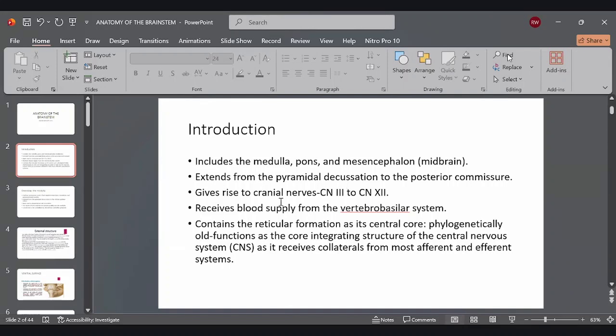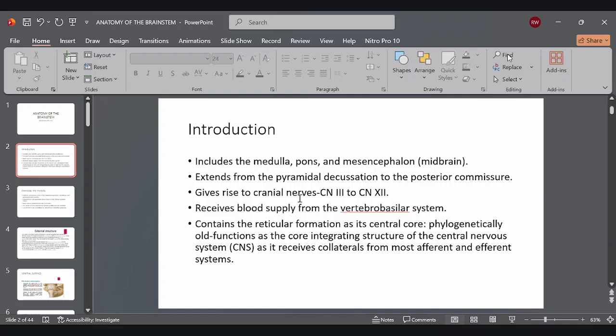Then it gives rise to the cranial nerves. Now, this brainstem gives rise to the cranial nerves, that is, cranial nerve number 3 to cranial nerve number 12. They actually originate from the brainstem. Now, it receives blood supply from the vertebrobasilar system. This vertebrobasilar system is one of the major arteries that supplies the brain. Then it contains the reticular formation as its central core.